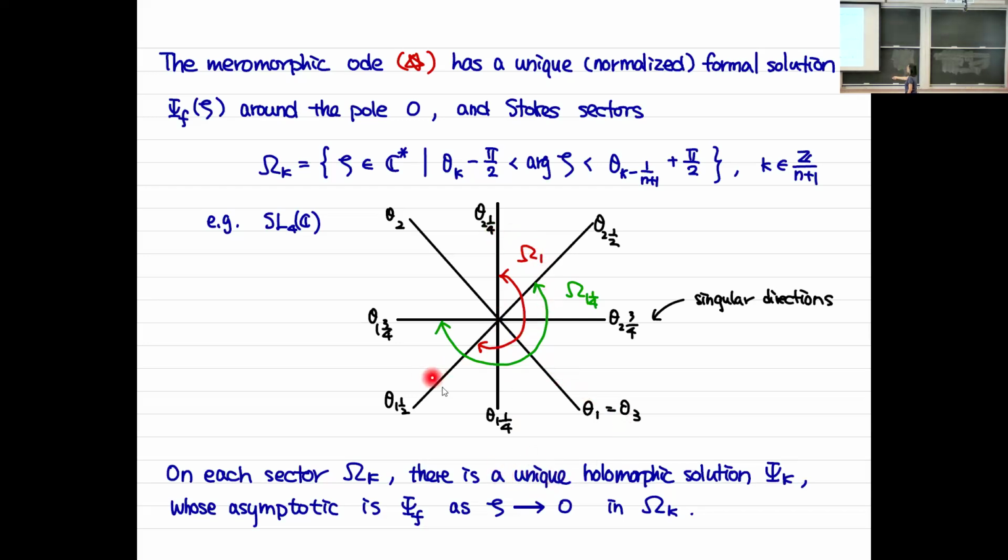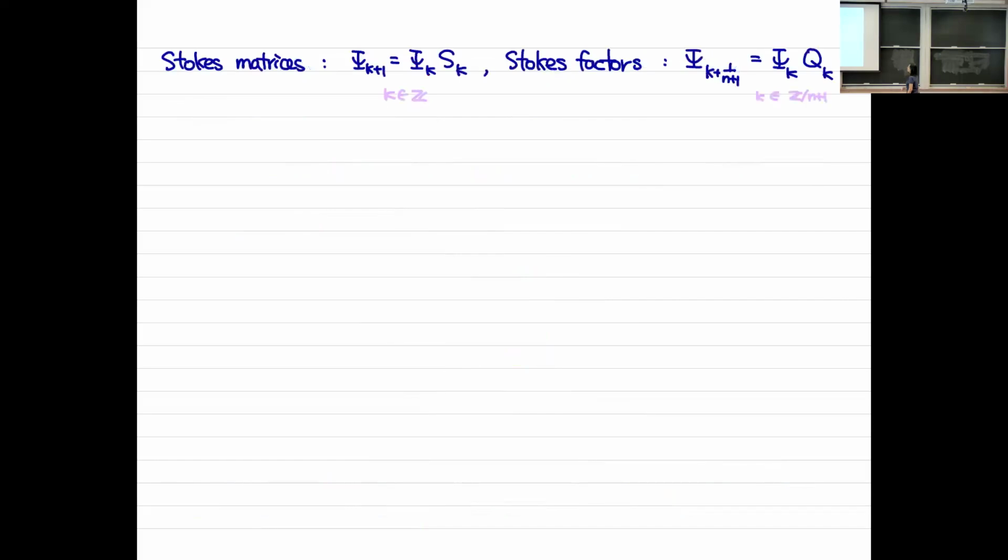And as we were saying, because they are unique, what about the part where your sectors overlap? That means that the solutions can only differ by a constant matrix. So that's the Stokes. The Stokes are defined as the difference between the holomorphic solutions. So you have the Stokes factors and so on. So that's the data at 0.